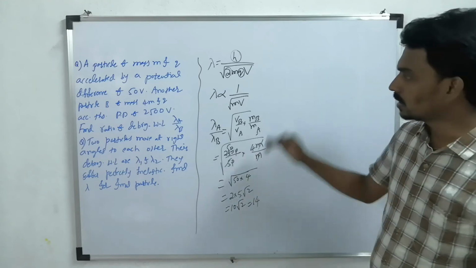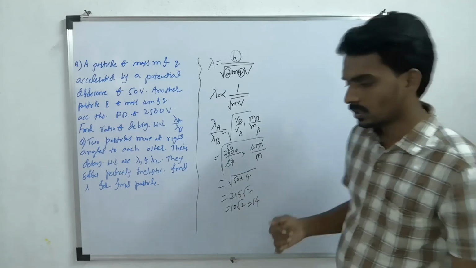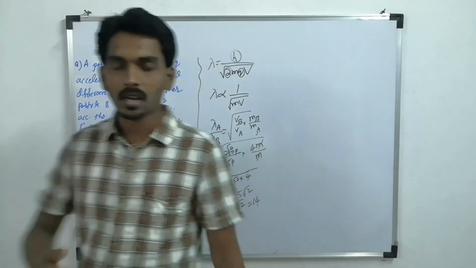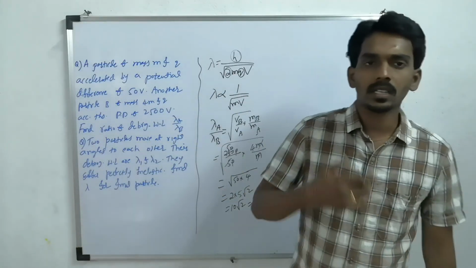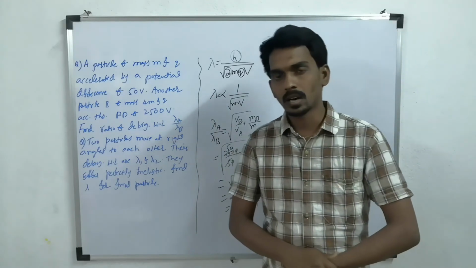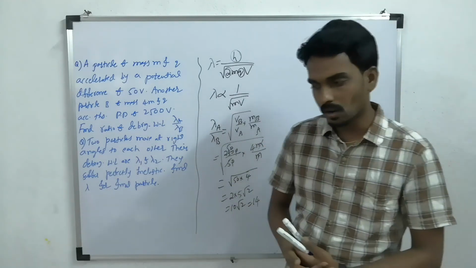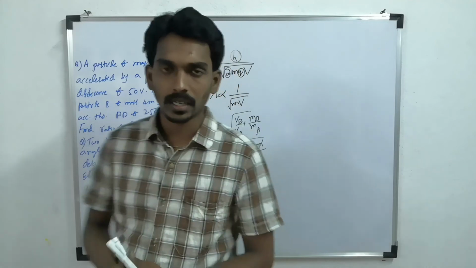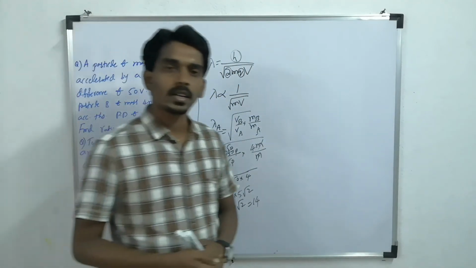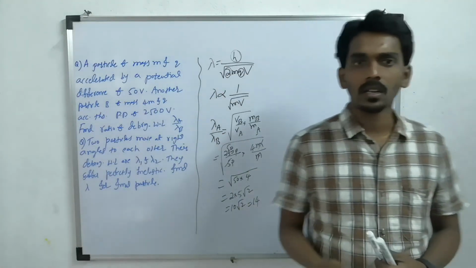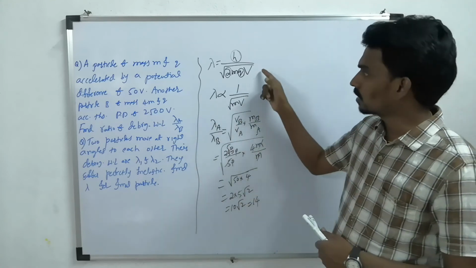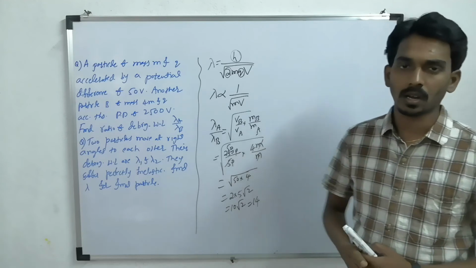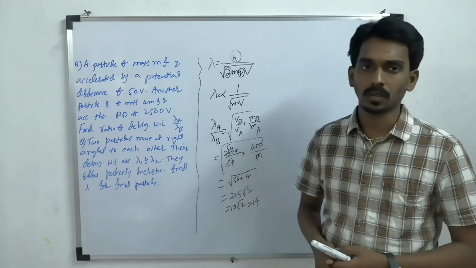This way they can ask about de Broglie wavelength, like a charge accelerated through a potential difference, or a particle moving with some linear momentum, or some velocity, or some kinetic energy, or sometimes they can also ask about the thermal neutron. Depending upon the given question, first you have to choose the formula, then go for the calculation.